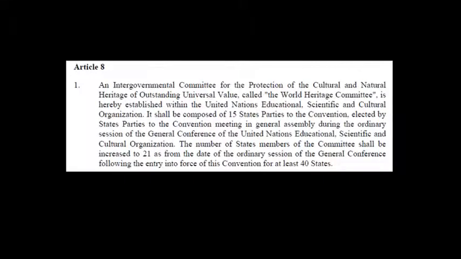So Article 8, an intergovernmental committee for the protection of the cultural and natural heritage of outstanding universal value called the World Heritage Committee is established within the United Nations Educational, Scientific and Cultural Organisation, UNESCO. So there's all the words. It shall be composed of 15 state parties to the convention elected from the General Assembly, and it shall be increased to 21. It has now been increased to 21. So that's the World Heritage Committee.